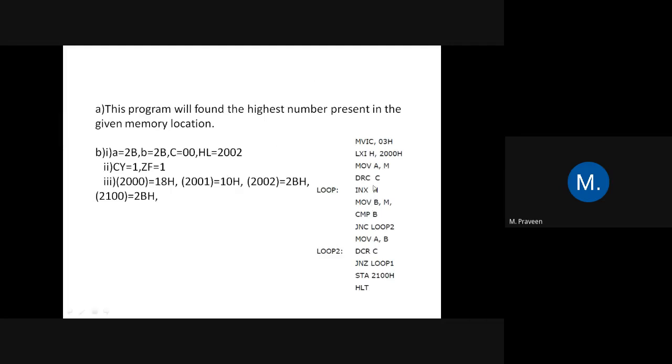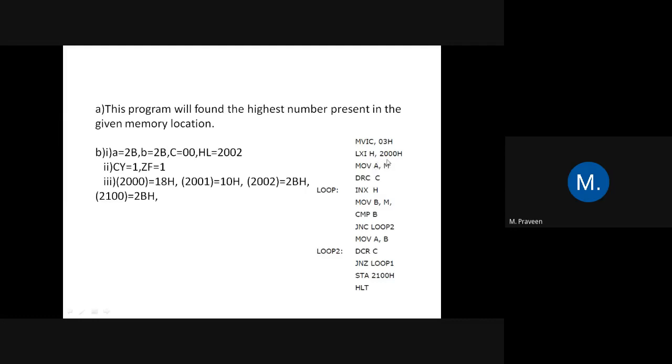If you refer to the program, this program is finding the largest number, the highest number. In the first instruction, MVI C, 03 means we are moving the data to C. Then LXI H, 2000 means we are loading the data to HL. Then MOV A, M means moving the data from memory to the accumulator.